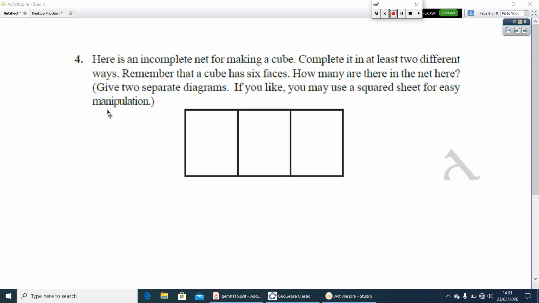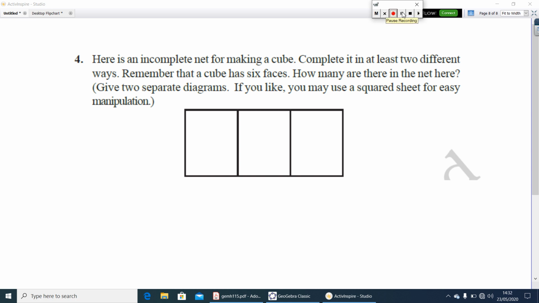Question 4 is, here is an incomplete net for making a cube. Complete it in at least 2 different ways. Remember that a cube has 6 faces. Now how many are there in the net? Here 3 faces are given. The other 3 faces you have to make in 2 different ways. Draw the diagram.